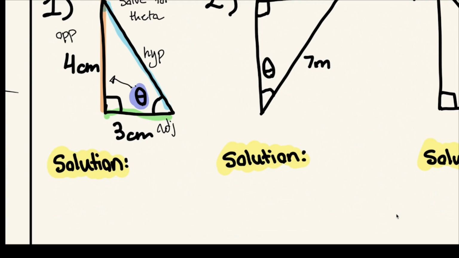So now, if we look back at the acronym, SOHCAHTOA. Let's see what we're given. Let's go to sine first. Are we given the opposite and the hypotenuse? We are given the opposite, but we are not given the hypotenuse.